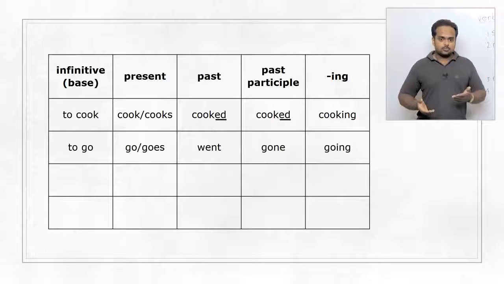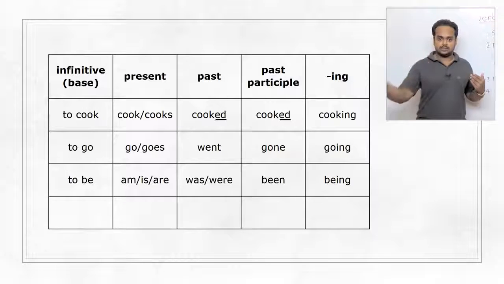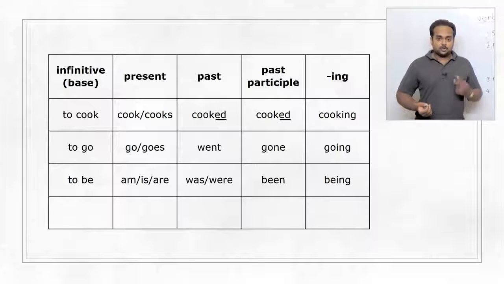But you cannot do that with an irregular verb, like the verb to go. The present tense forms are go and goes, but the past tense form is not goed, it's went. And the past participle form is gone. Or take the verb to be. It has 3 present tense forms, am, is, and are. I am, you are, he is, she is. And 2 past tense forms, was and were, and the past participle form is been.